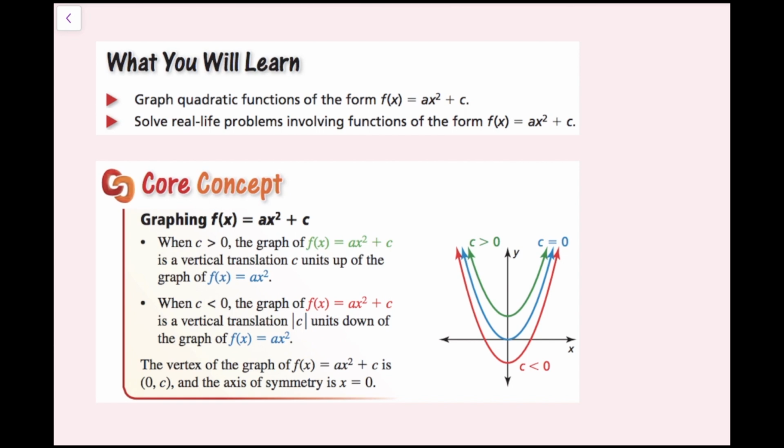So all we're doing to our f of x equals ax squared from our last section is adding this c term, this constant. And we know that whenever I add something outside of the function, it's going to be a vertical change, and since I'm adding it, it's going to be a vertical translation. So all this plus c is going to do is either translate my parabola up c units, or if c is negative, then down the absolute value of c units.